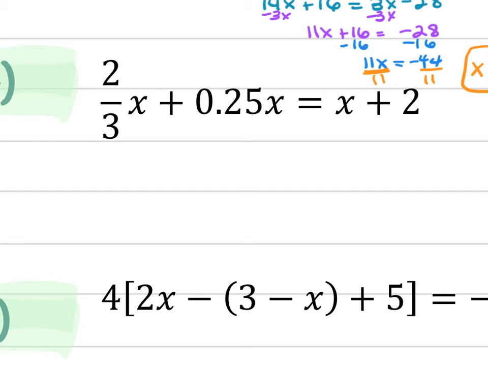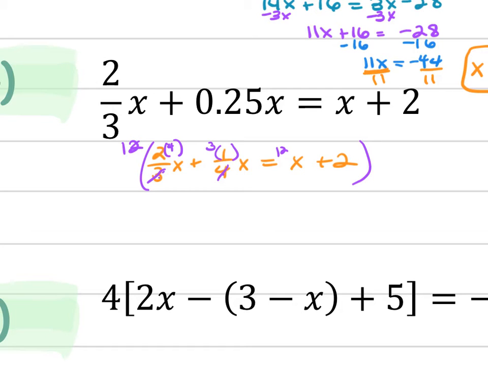The easy thing about this is 0.25 is an easy fraction, right? What is 0.25? 1/4. So I could just say, okay, I'm going to do 2/3 x plus 1/4 x equals x plus 2. And then I'm right back to where I was before. So if my denominators are 3 and 4, what am I multiplying this by? 12. 12 again. 3 goes into 12 4 times, so I'm going to multiply 2 times 4. 4 goes into 12 3 times, so I'm going to multiply 1 times 3. This is gone and this is gone.